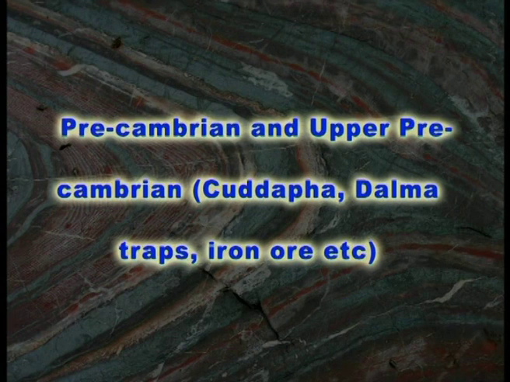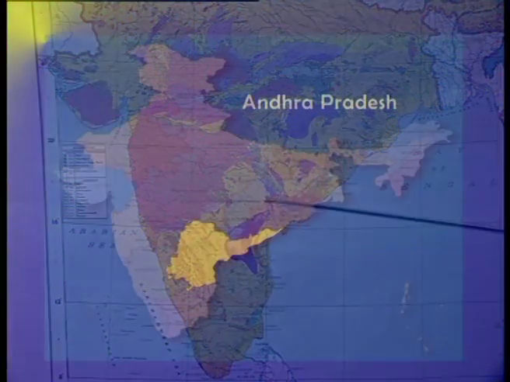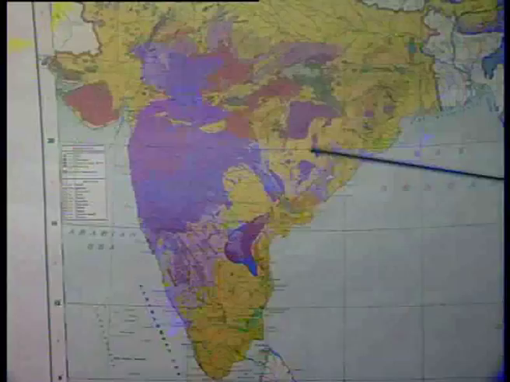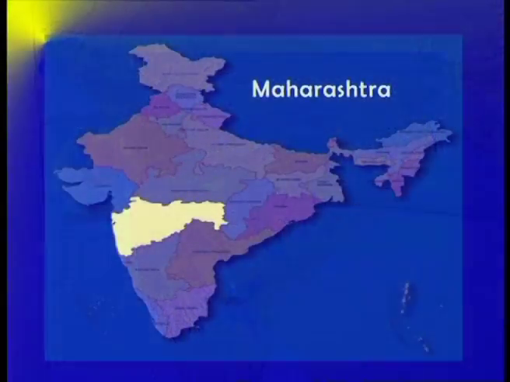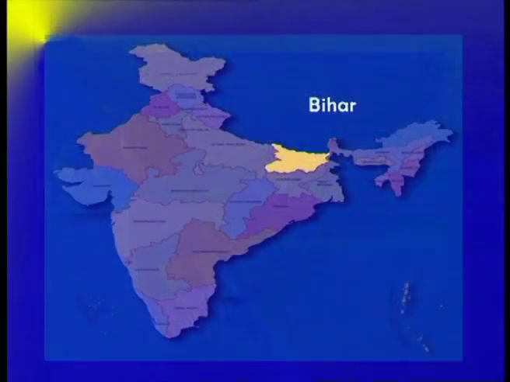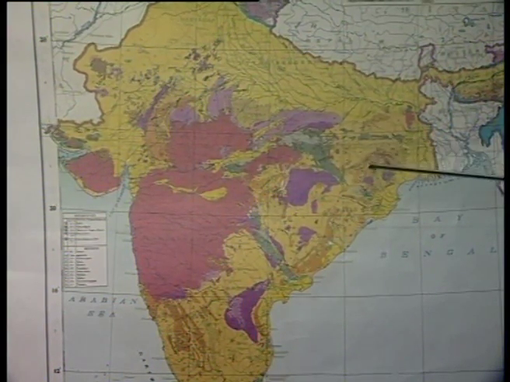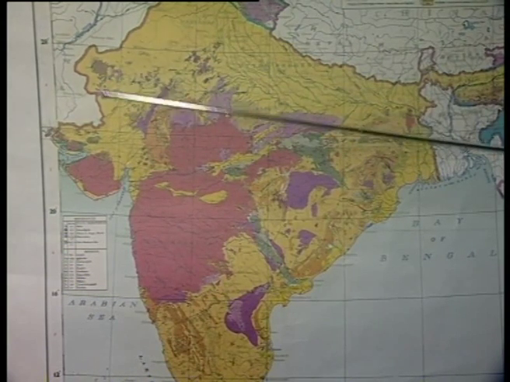Precambrian and Upper Precambrian, that is Kadapa, Dalma traps, iron ores, etc. The Precambrian and Upper Precambrian are almost associated with each other. They are found in crescent-shaped structures in Andhra Pradesh and also in parts of Orissa, Chhattisgarh, borders of Madhya Pradesh, South Maharashtra, few patches in Bihar, and a north-south narrow stretch in Rajasthan and South Delhi.